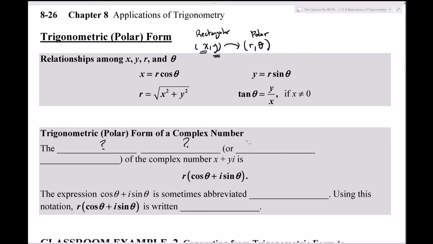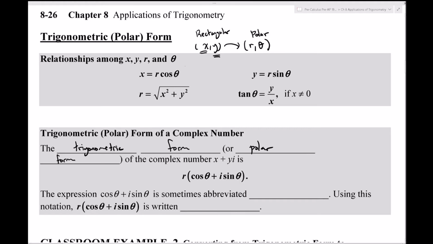The something something of the complex number x plus yi is, okay, so this is the trigonometric form, or polar form, of the complex number x plus yi. So a different way to represent a complex number is z equal to r times (cosine theta plus i sine theta). And there's a proof for that.